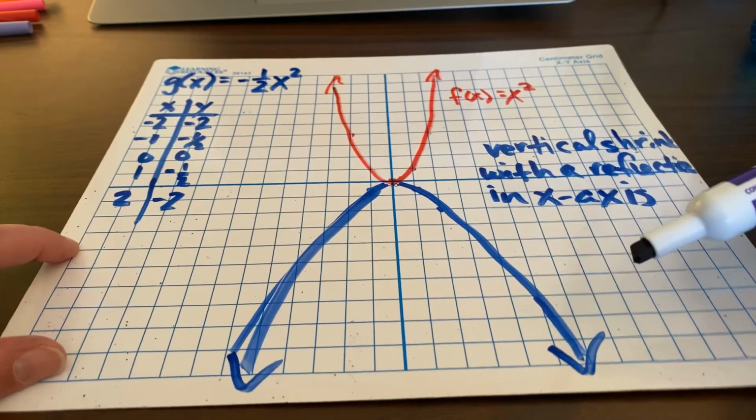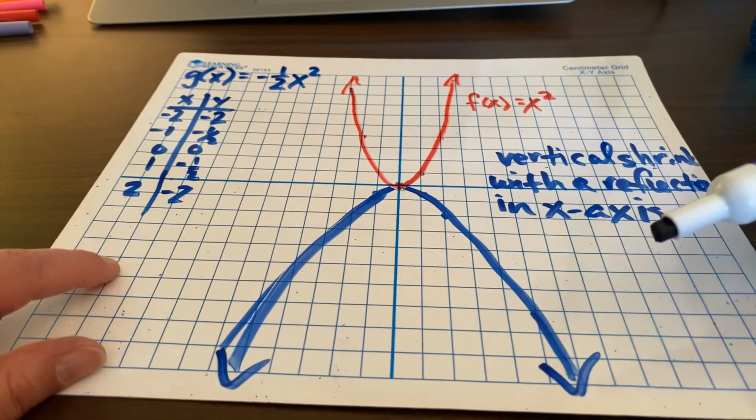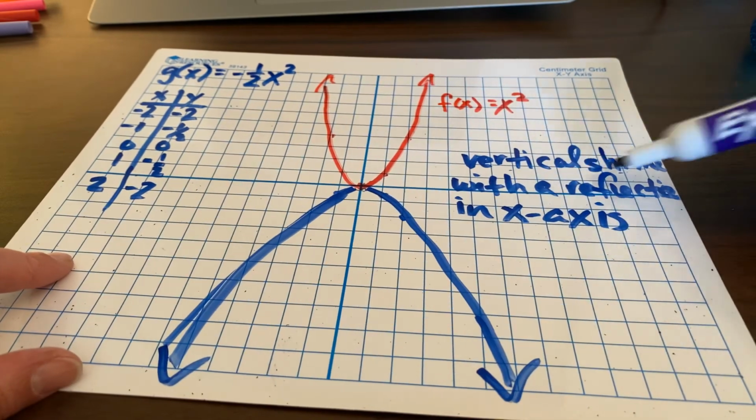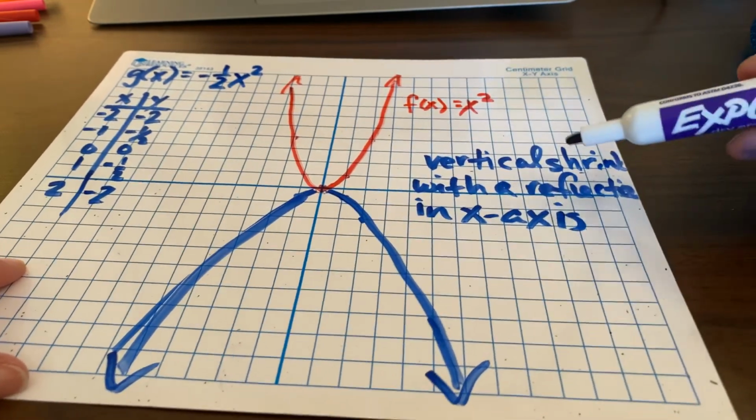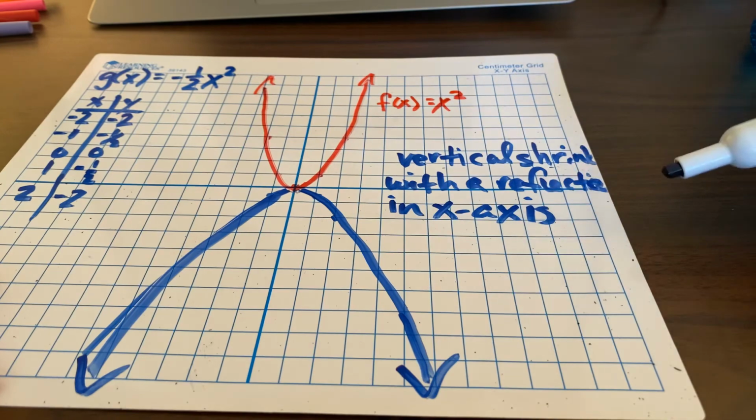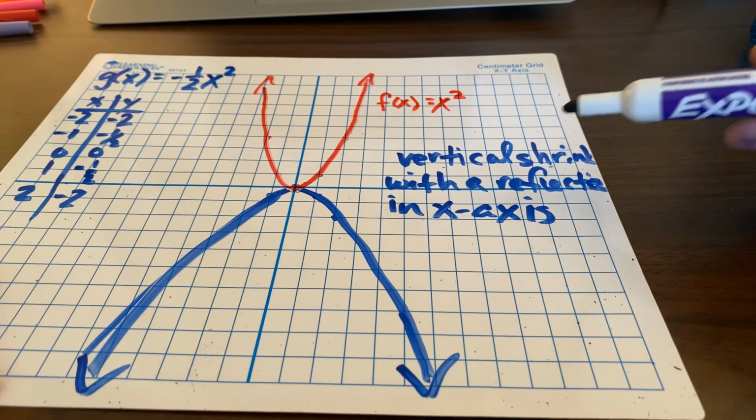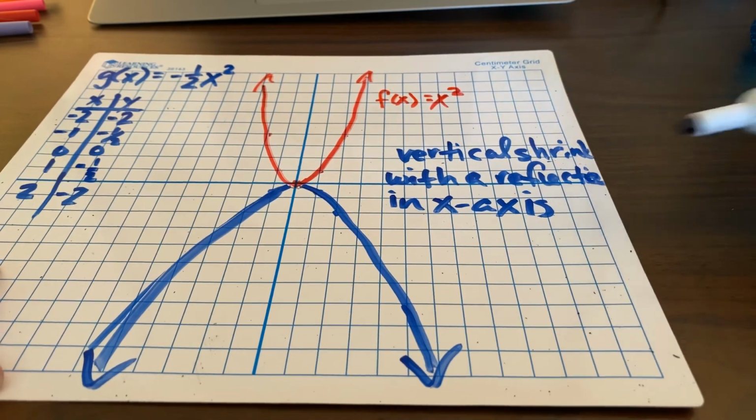But when we are talking about parabolas, we don't say, oh, it's fatter, right? We would call this a vertical shrink with a reflection in the x-axis. A vertical shrink with a reflection in the x-axis.